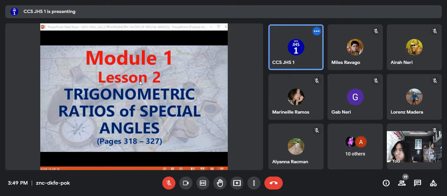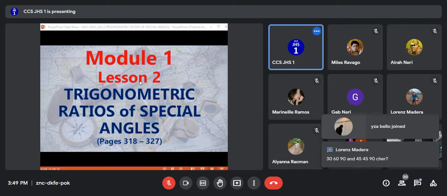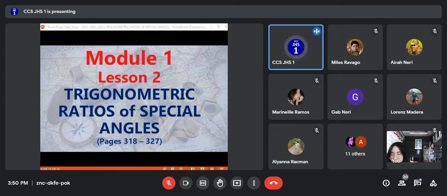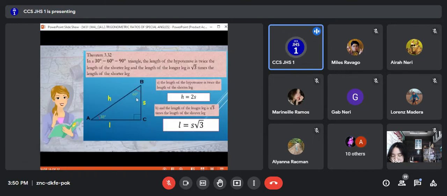Special triangles. The angles are 30, 60, 90, and 45, 45, 90. Okay, we discussed about the 30, 60, 90, and 45, 45, 90 triangle. And then we were able to determine the relationship between the sides of the two triangles, as we call the theorem. We have this theorem, right? Can you still remember this?